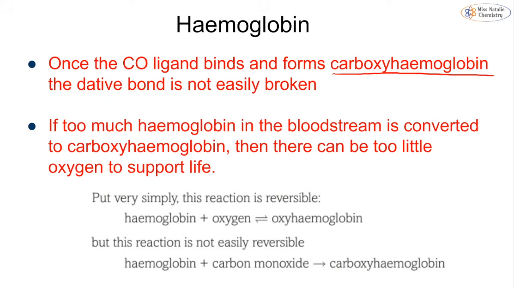So to put it in simple terms, the haemoglobin-oxygen dative bond is weak, so it is a reversible reaction, whereas the haemoglobin-carbon monoxide is a very strong dative bond, so that is not particularly reversible. Therefore, it can potentially stop the oxygen from binding with the haemoglobin and essentially stop our body from carrying the oxygen that we need in order to survive.